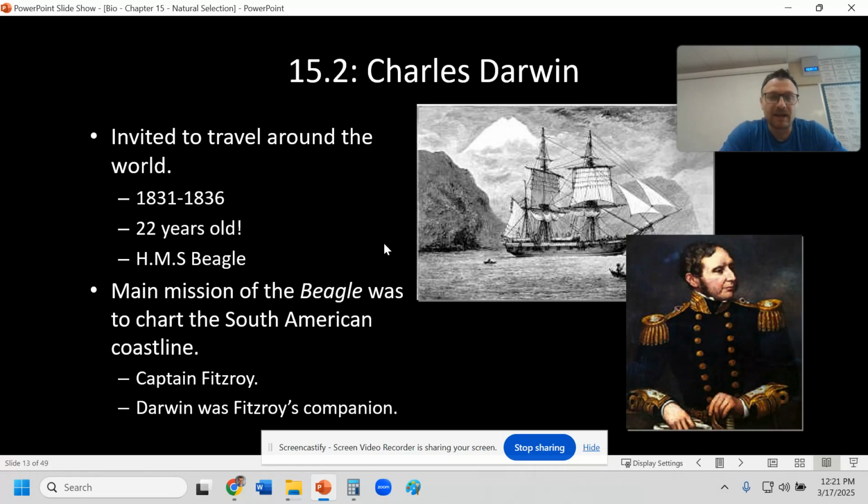Because of the time period, they didn't allow the captains to socialize with the crewmen. So these captains would just bring along friends to these voyages, and Darwin was that friend to Captain Fitzroy. So he basically was just a friend to the captain on this voyage.